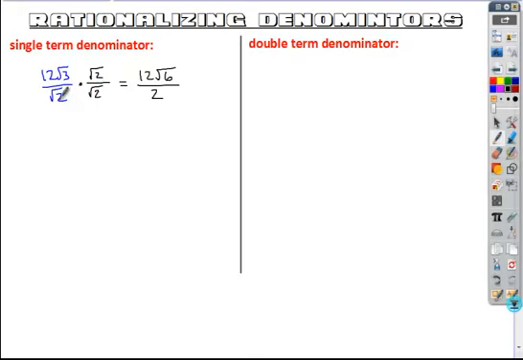But anytime you take the square root of a number times itself, you're just left with that number itself. And once you get to this form, you can then simplify. 2 goes into 12 6 times, and so you get your answer, 6 root 6.